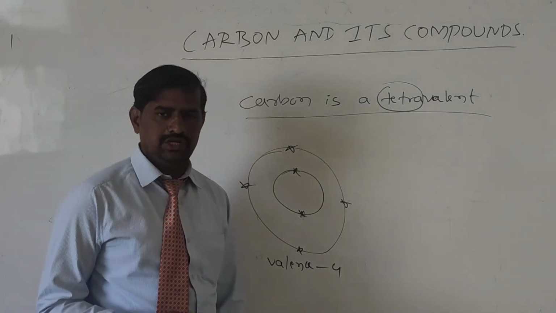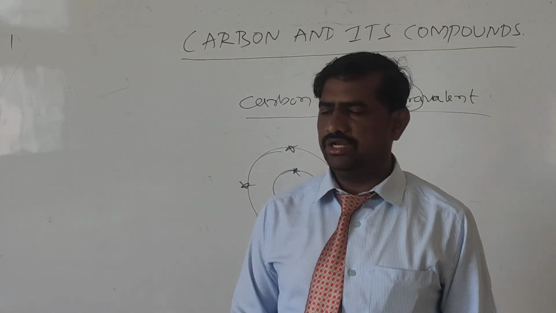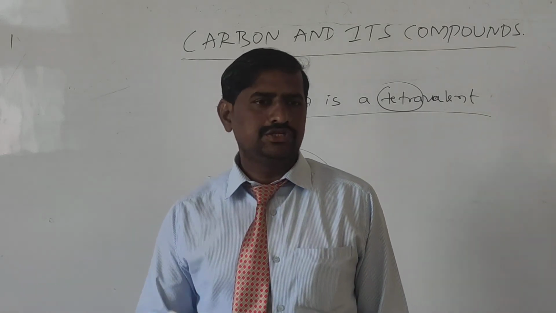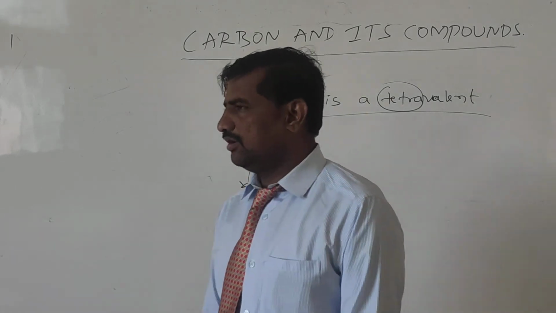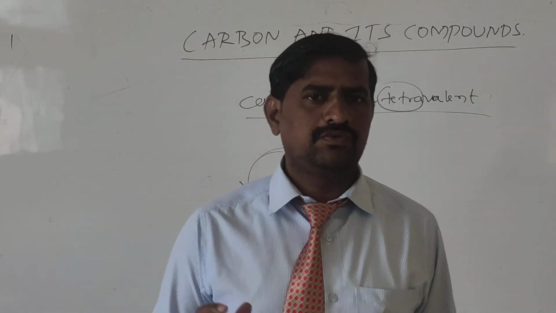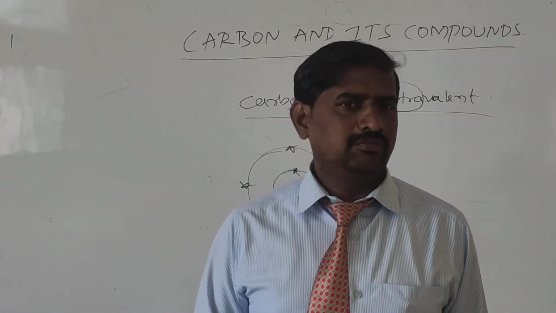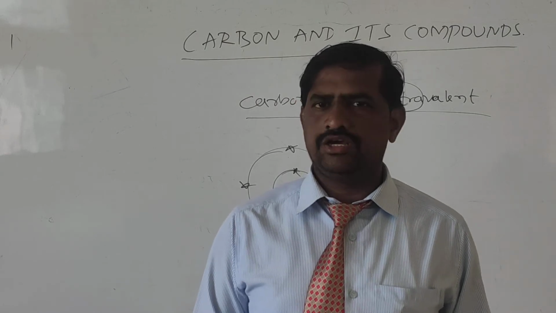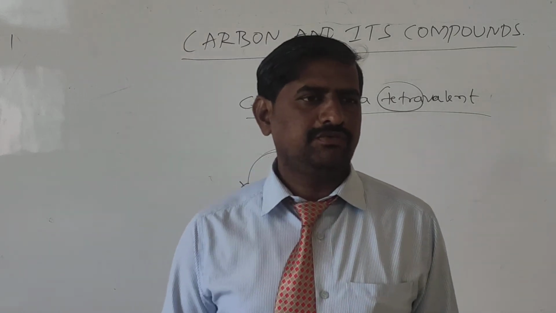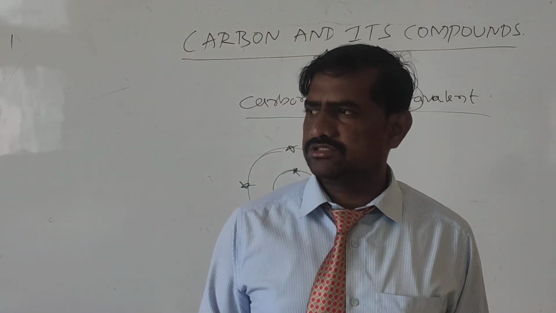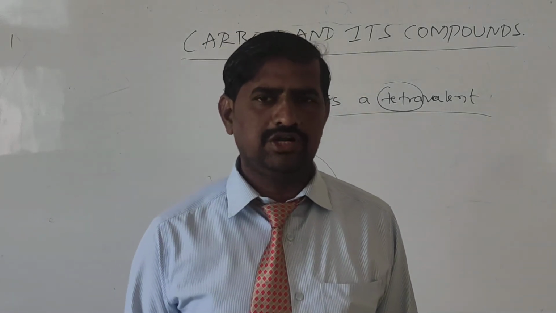Carbon compounds usually form new compounds by sharing of electrons. That is called covalent compounds. Covalent compounds are the compounds formed by sharing of electrons. What are ionic compounds? Ionic compounds are the compounds formed by the transfer of electrons. If it is transfer of electrons, it is called ionic bond formation. If it is sharing of electrons, it is called covalent compounds.